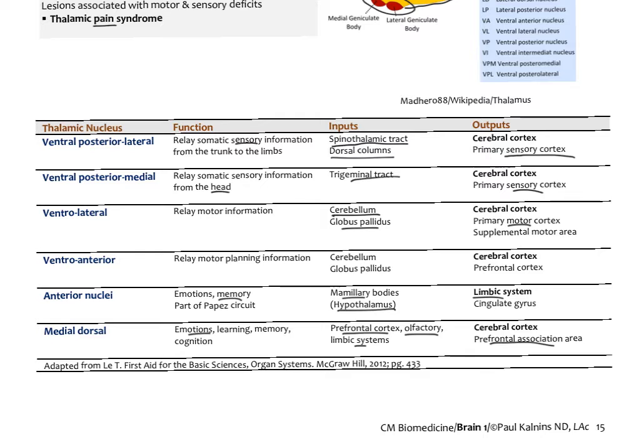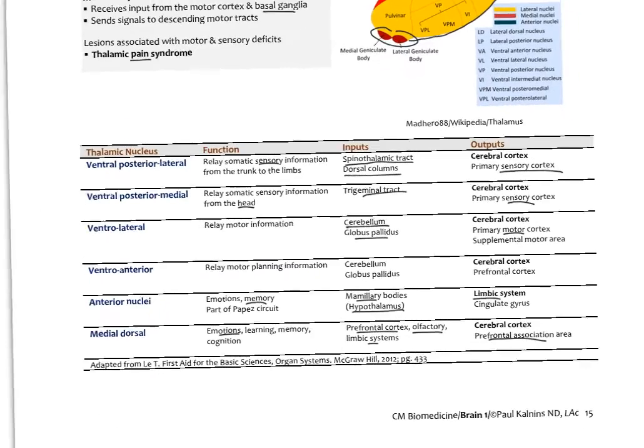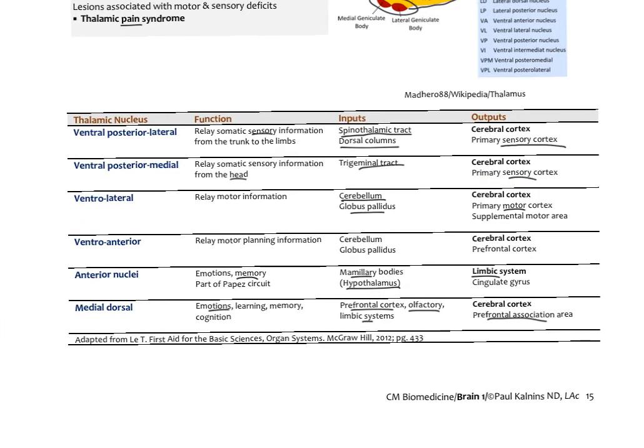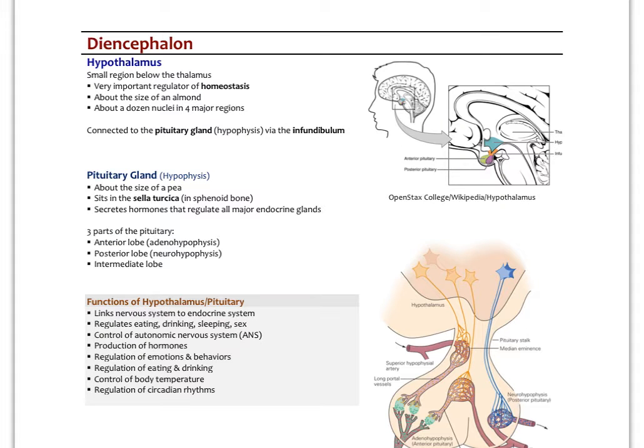prefrontal association area. So again, you don't need to memorize all the inputs and outputs, but just have a little understanding of what they're doing. They're really regulating both sensory and motor information, also involved in memory and emotional formation. Okay, so that was the thalamus, a major synaptic relay station between sensory information coming up from the body and then being projected into the cortex, as well as regulation of motor activity. But I often think of the thalamus with its sensory side as one of the most important aspects of it.